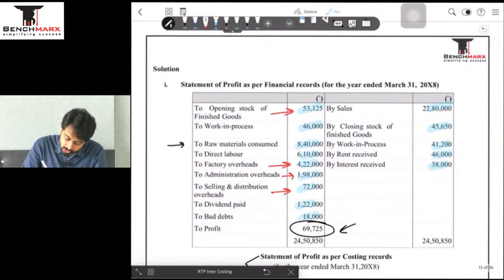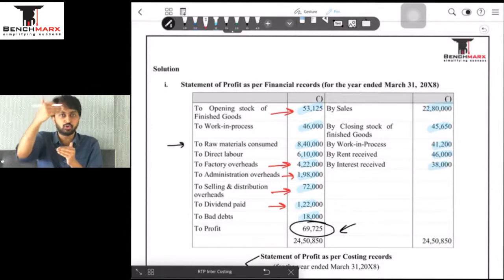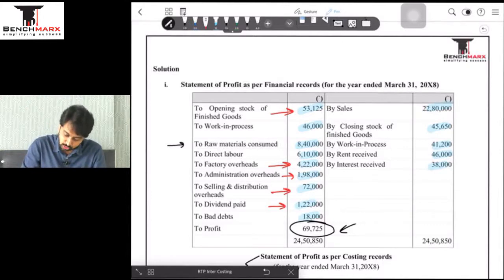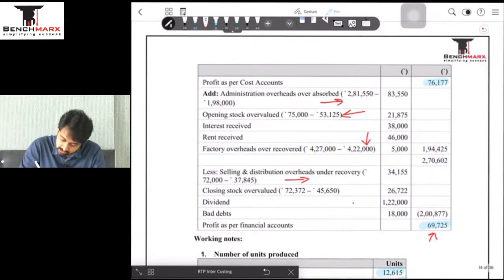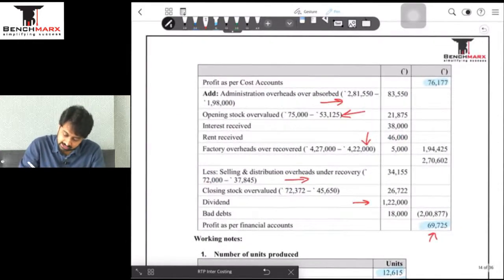Then dividend paid 122 is an expense only in the finance records. Expense only in finance, which means the profits are less in finance. If profits are less in finance and we are starting from costing, we are going from more to less. That means I will do less 122. Similarly, bad debts is also an expense only in finance. Same logic as dividend. So if we did less for dividend, we will do less for bad debts also.